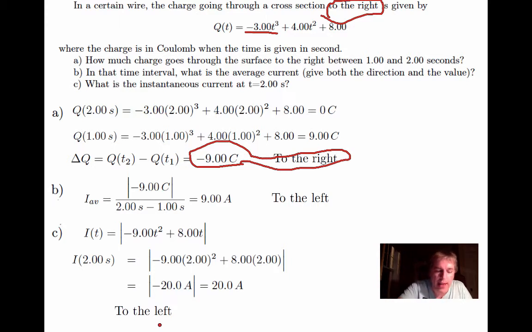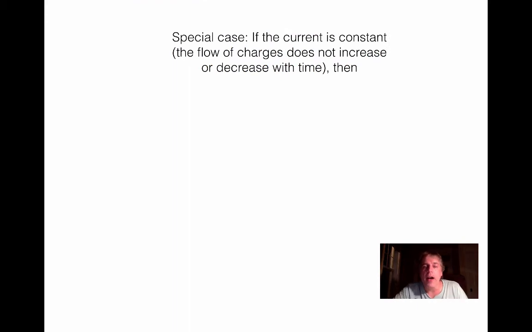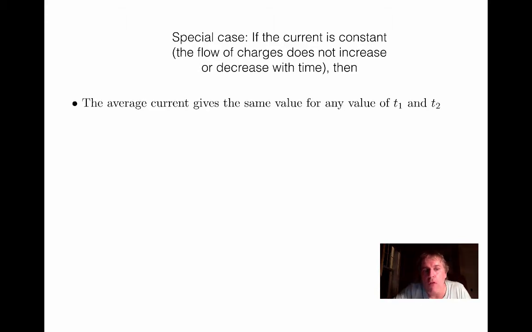Okay, and that's it. Now, last comment, a special case. If a current is constant, so if a current doesn't change in time, it remains always the same value, then the flow of charges doesn't increase or decrease with time. You always have a constant flow of charges. In that case, first of all, the average current, if you do the average current between, let's say, 1 and 2 seconds, or between 2 and 4 seconds, or between 5 and 6 seconds, usually you get different values for all the different delta t.